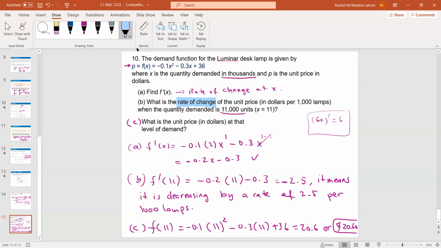So the major takeaway here we need to understand is that when we look for a derivative, we are looking for some type of rate of change, right? Some type of slope, sometimes of something changing, and we get information from it. So it looks like here for the 10,000 units, the unit price is decreasing by a rate of 2.5 per 1,000 lamps, right? All right, thank you.